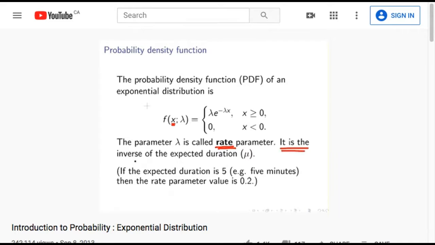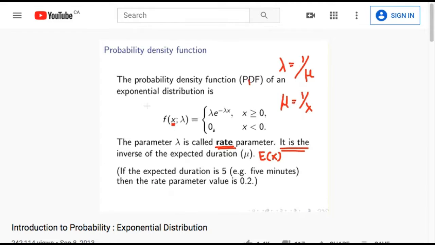And it is the inverse of the expected duration. So we could say mu equals 1 over lambda, or lambda equals 1 over mu. Both of those are actually equivalent to one another. I'm actually going to call this the expected value instead, but it is called mu. Also, I'm just going to stick with the expected value of x later on.